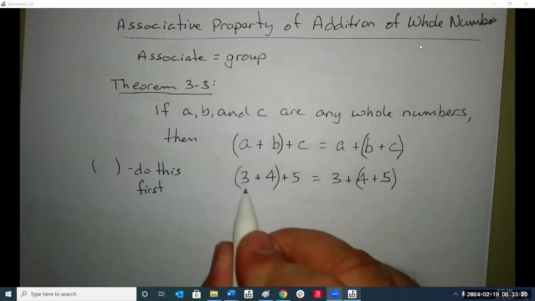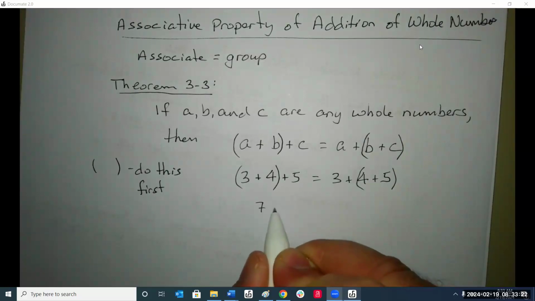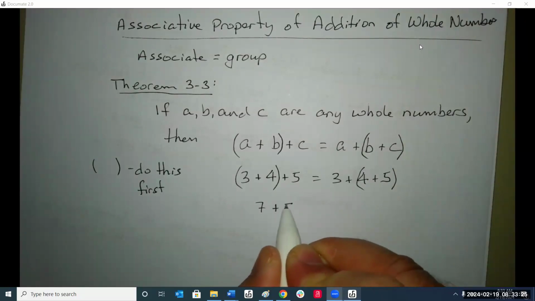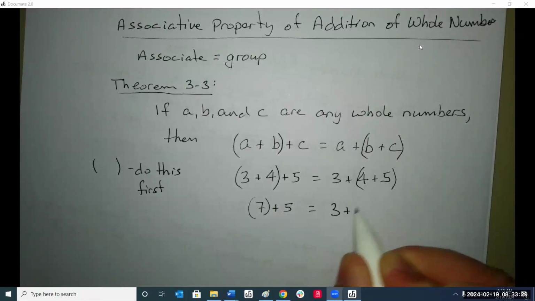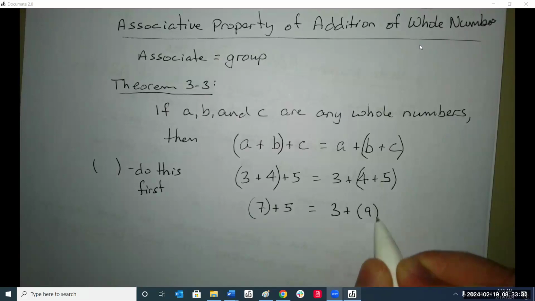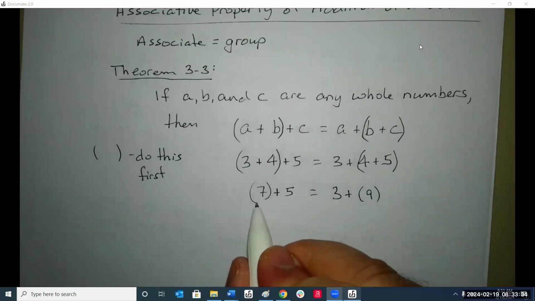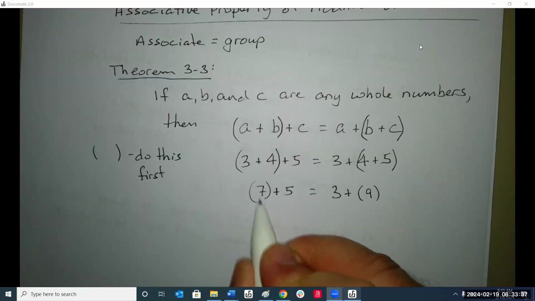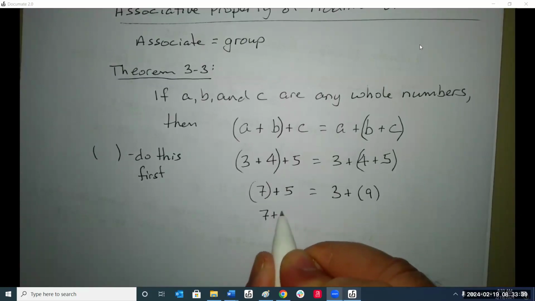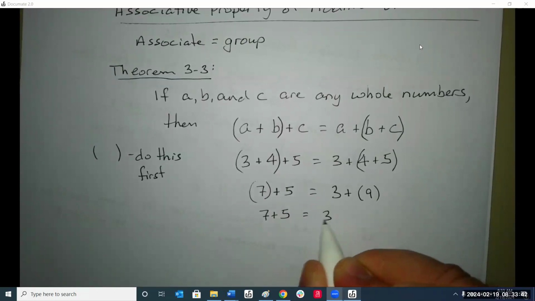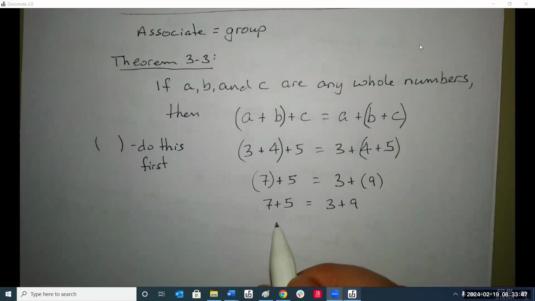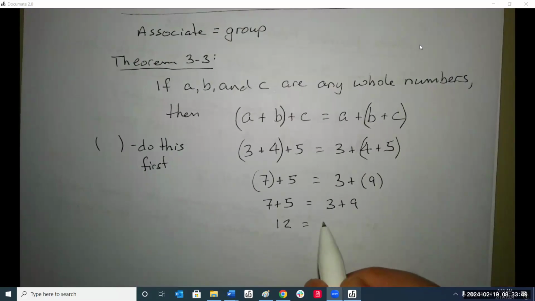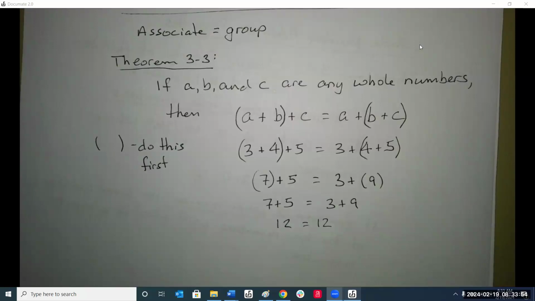All right, so in this one, 3 plus 4 is 7. Four plus 5 is 9. Do I need the parentheses? There's nothing in front of it or around it, so I could just drop the parentheses. Same thing here. Now, 7 plus 5 is 12. 3 plus 9 is 12. So that's how we introduce the associative property to the students.